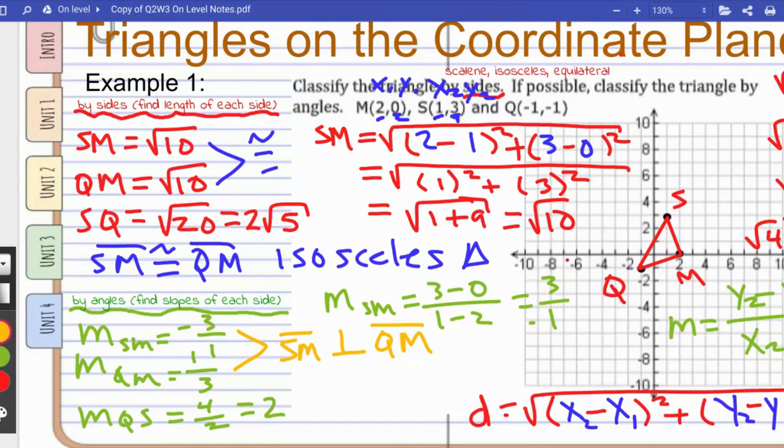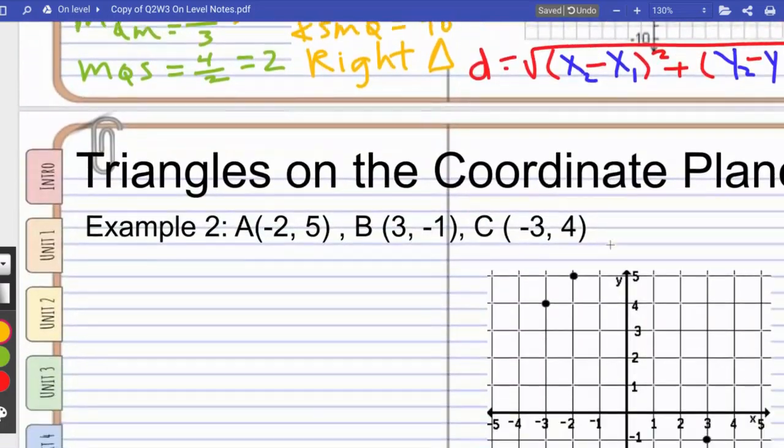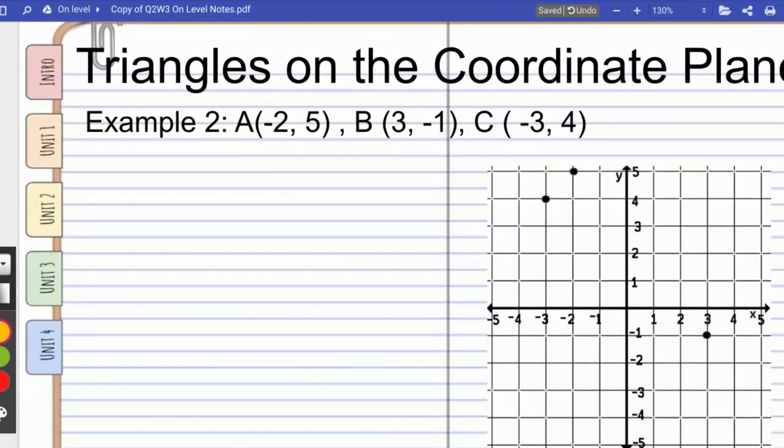Since they're perpendicular, that means that angle SMQ equals 90 degrees, which means we have a right triangle. So this is called an isosceles right triangle. Now pause the video and I want you to try this triangle on your own.